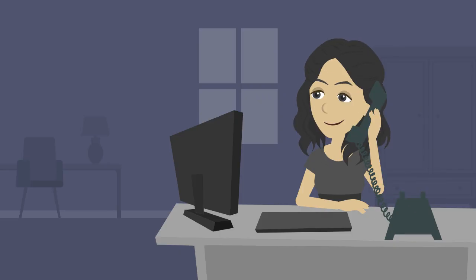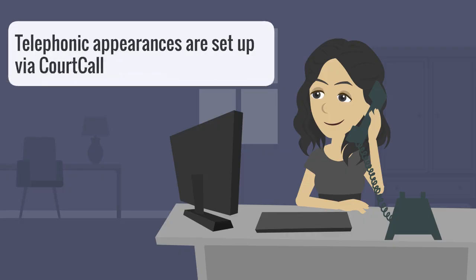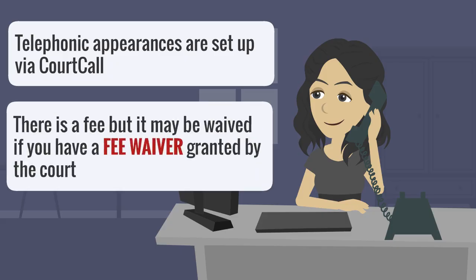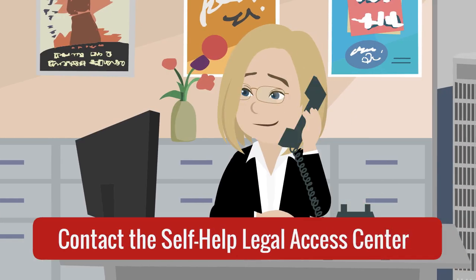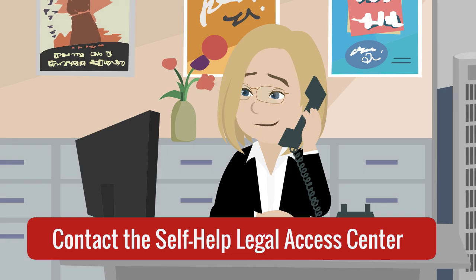If you would like to attend your hearing telephonically before your hearing date, you have to set up your appearance through a company called Court Call. There is a separate fee for Court Call, which may be waived if you have a fee waiver granted by the court. For information regarding Court Call, you can go to courtcall.com. The link to the Court Call website is available in the video description. For information on remote appearances, contact the Self-Help Legal Access Center.